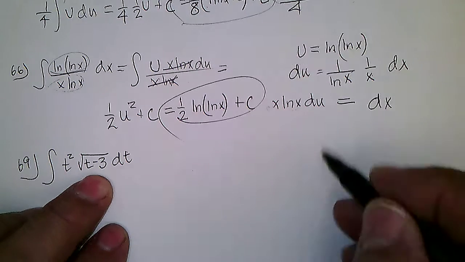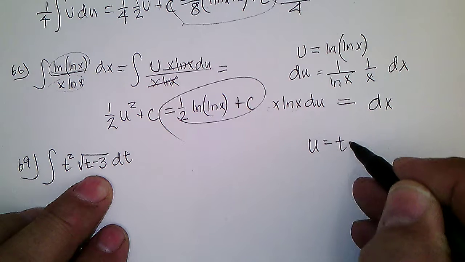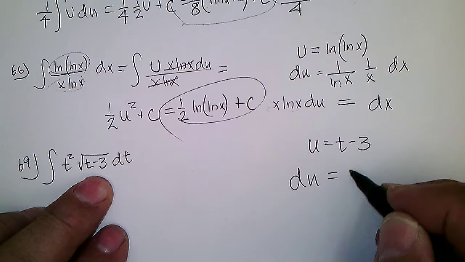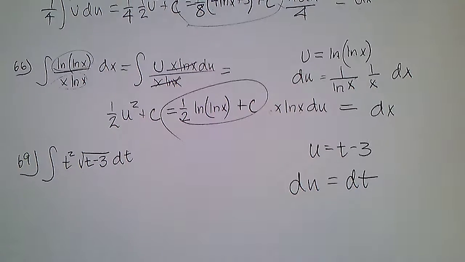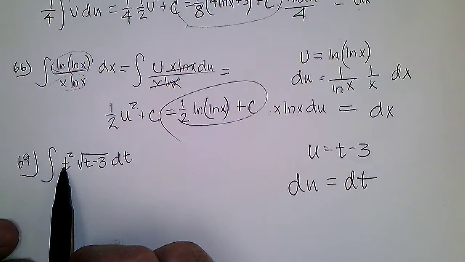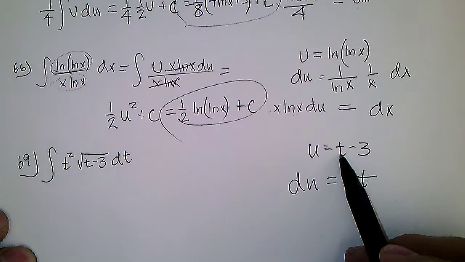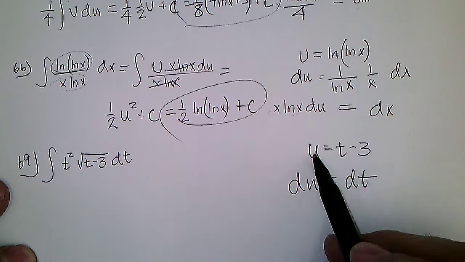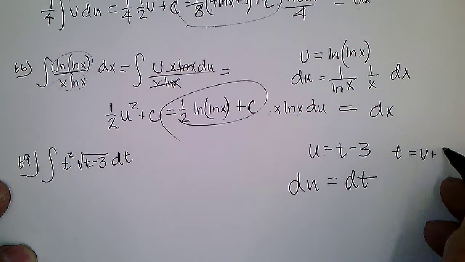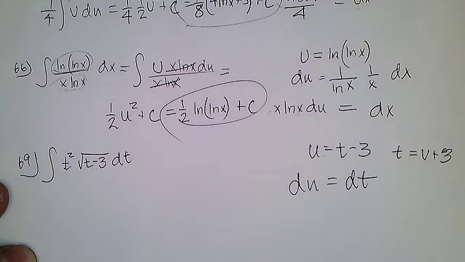So I'm going to say let u be t minus 3, and so du would be dt. Not very interesting there. Nothing's going to cancel, so I'm going to have some stuff left. I'm going to have to replace the t, though. Well, if I solve for t here, it'd be u plus 3. And so that's what I'm going to use.